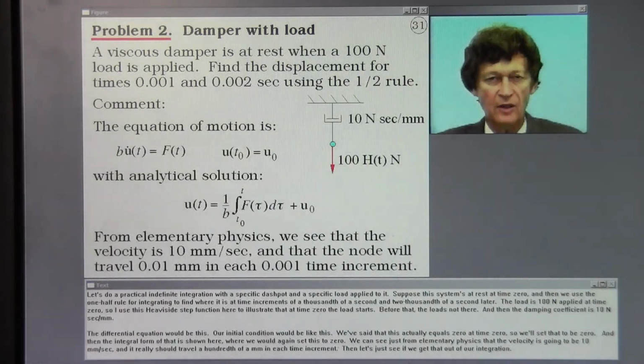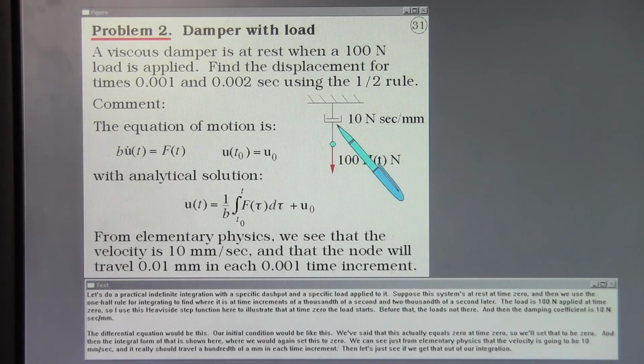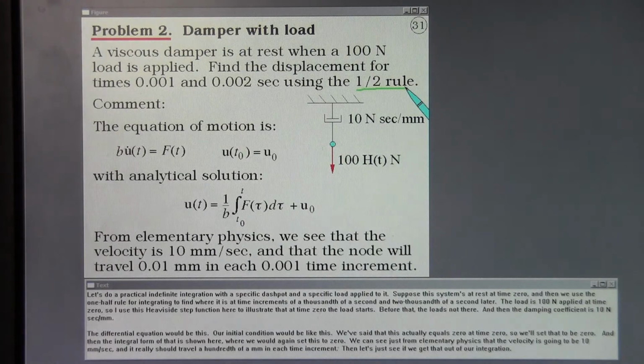Let's do a practical indefinite integration with a specific dashpot and a specific load applied to it. Suppose this system's at rest at time 0, and then we use the 1/2 rule for integrating to find where it is at time increments of 1,000th of a second and 2,000ths of a second later. The load is 100 newtons applied at time 0, so I use this Heaviside step function here to illustrate that at time 0 the load starts, and before that the load's not there. And then the damping coefficient is 10 newton seconds per millimeter.